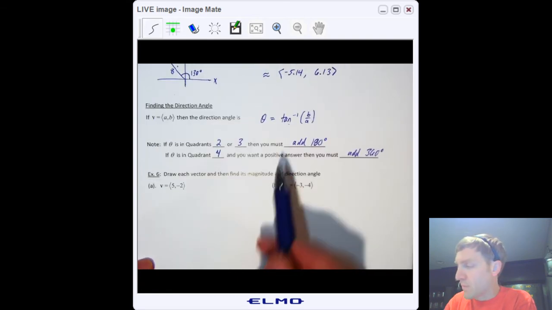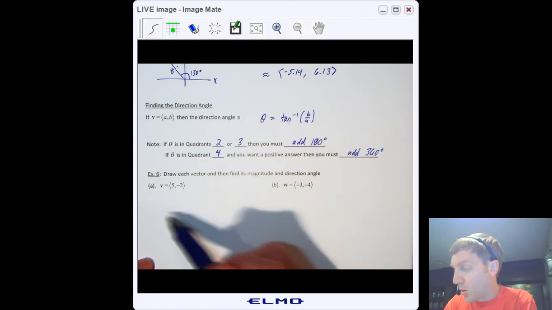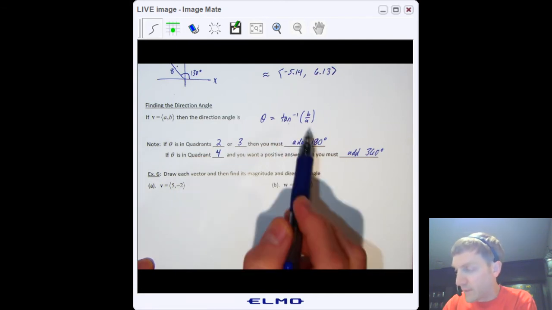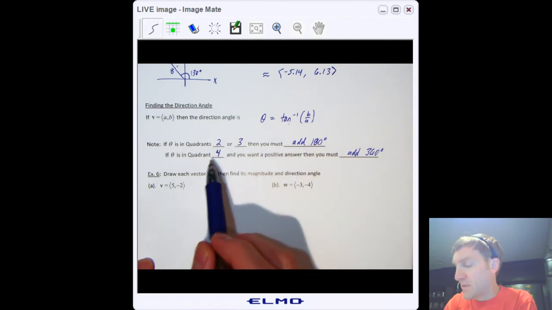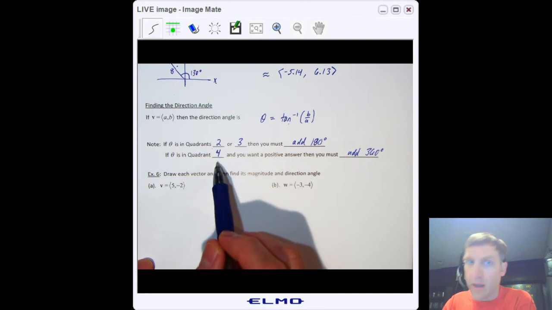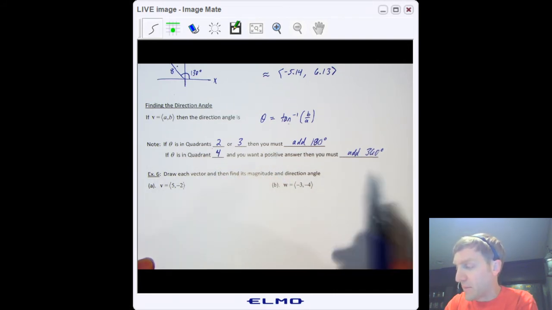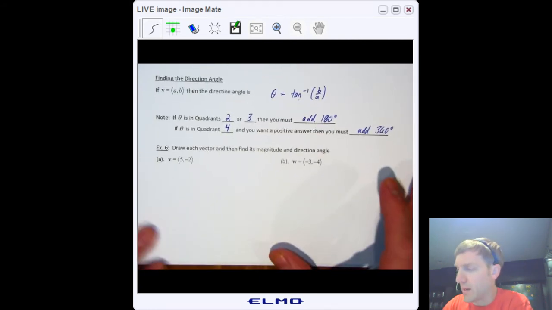Okay, so when you're solving for an angle, you always draw the picture, always draw the vector to see what quadrant it's in. And remember, if it's in quadrant 1, you're good. If it's in quadrant 2 or 3, you have to add 180 to get the correct angle. If it's in quadrant 4, your angle's negative, and that's correct, but if it asks for a positive angle, you have to add 360 to make it positive. Okay, so let's do those two examples now.